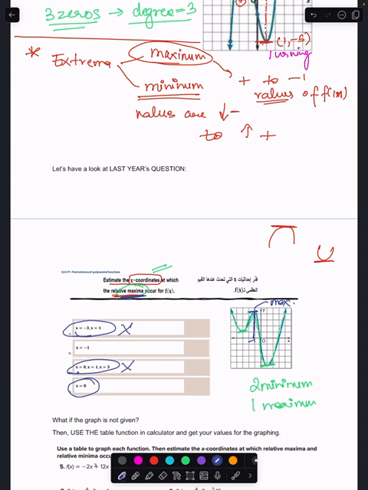Is it 0? Do you think so? At 0 it is maximum? No. And which option? So our option here becomes x equal to -1. That's a simple question. I hope it's fine how it works from the graph.